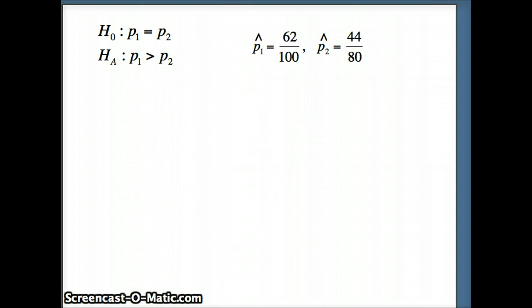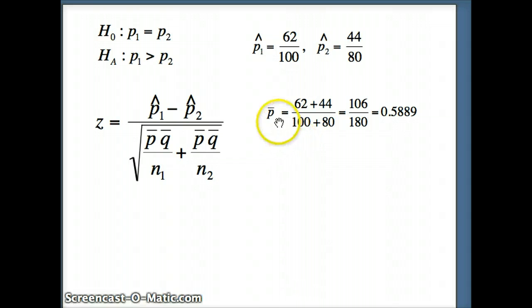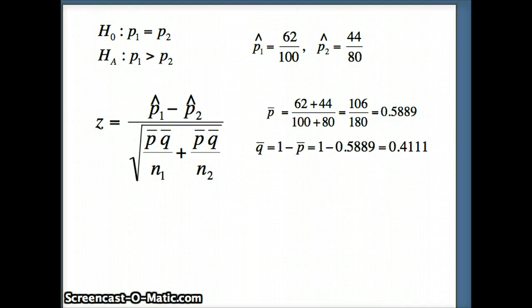So there's our H0 and HA, as well as our statistics, 62 out of 100, 44 out of 80. We want to figure out something about the parameters. So there is indeed our test statistic. So we're going to need to do what? I need to find out what P bar is. P bar: 62 plus 44, 106, over 100 plus 80, 180. And we get our P bar of 0.5889. And of course, Q bar will be 1 minus that. So Q bar is 0.4111.